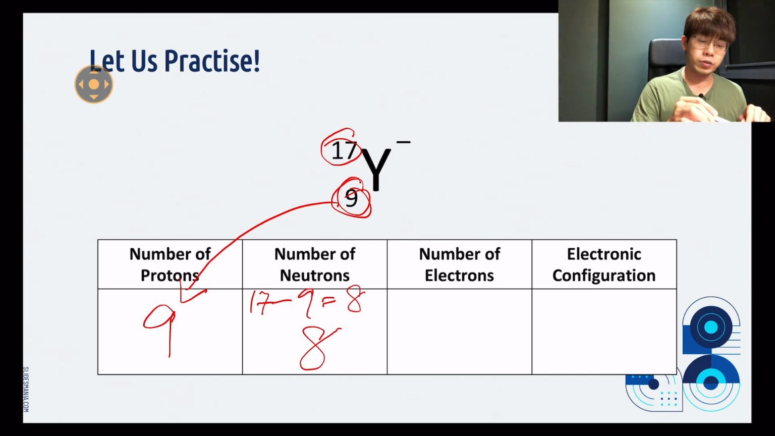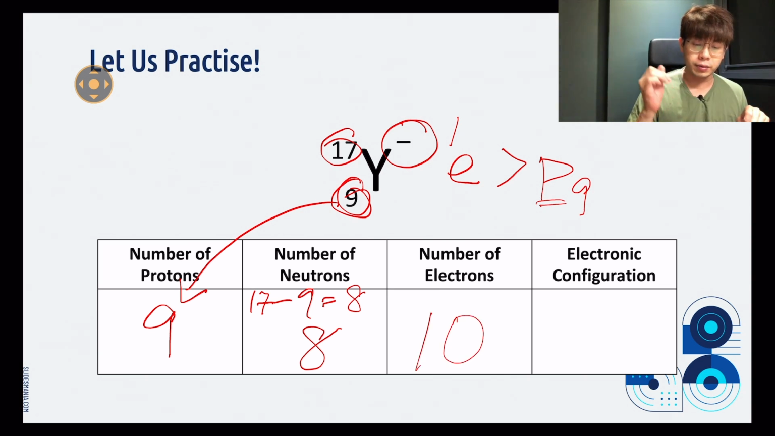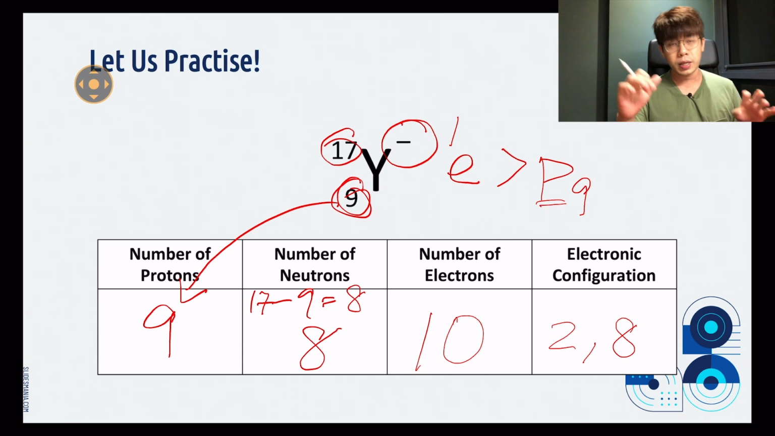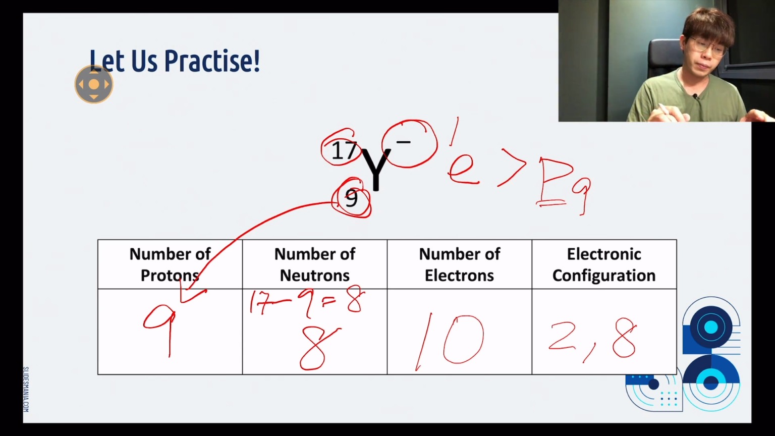Right, and then the number of electrons, because I see it's a negative charge, means that the number of electrons must be more than the number of protons. How much more? It must be more by 1. So now I have 9 protons. I have 9. How can I have 1 more? So that means for electrons, I have 10. Okay, so the electronic configuration would therefore be 2.8 because the first shell can only hold a maximum of 2 electrons. Second shell, a maximum of 8. So that's a total of 10 electrons.